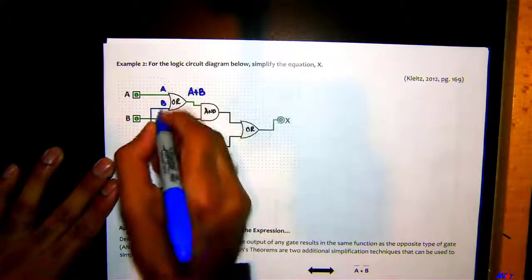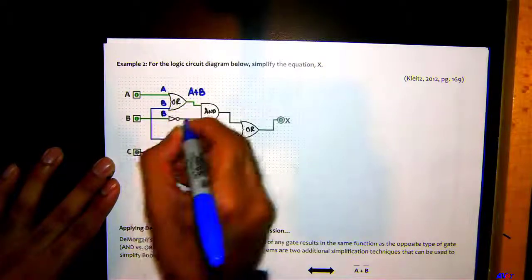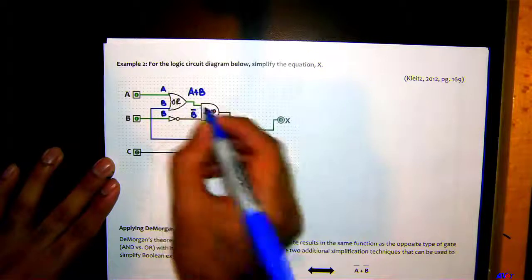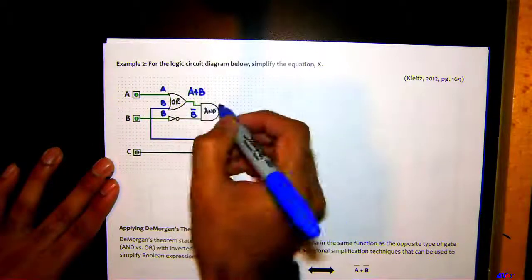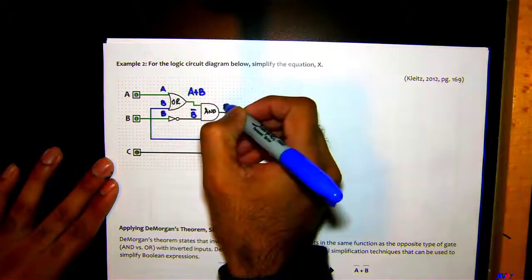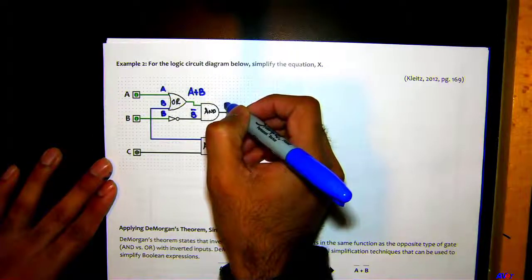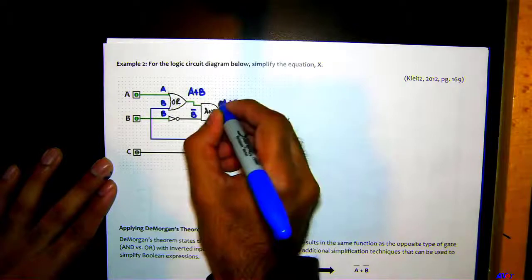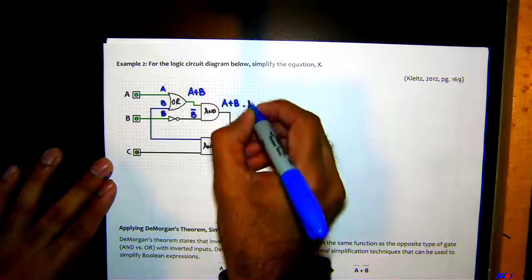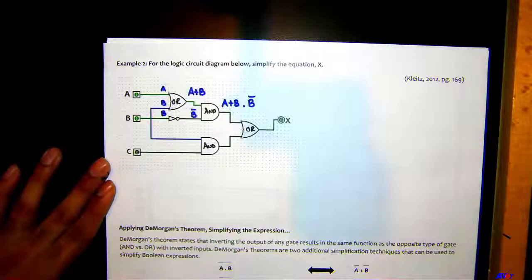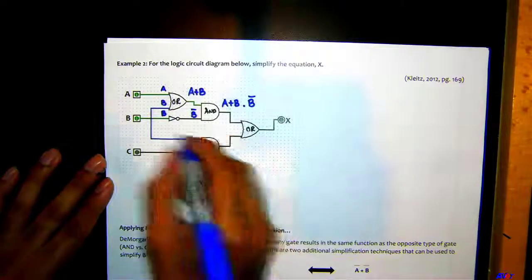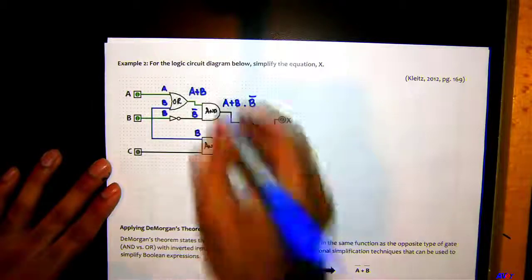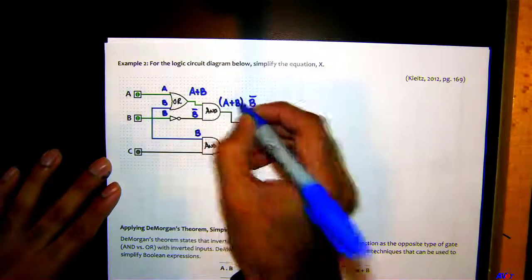Okay. This is B right here. So this would be what? B bar, correct? B bar and A plus B going into AND gate. What is going to be the expression here? A plus B dot B bar, correct? Right? Okay, awesome. Again, we have B here. You can put in the parentheses if you like.